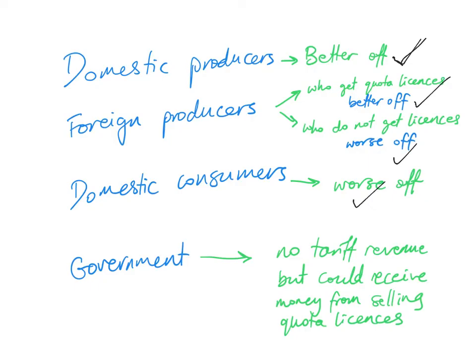They're paying more for less of the good or service, and the government doesn't collect a tariff revenue but could receive money from selling quota licenses. Overall, there is an efficiency loss or a welfare loss.